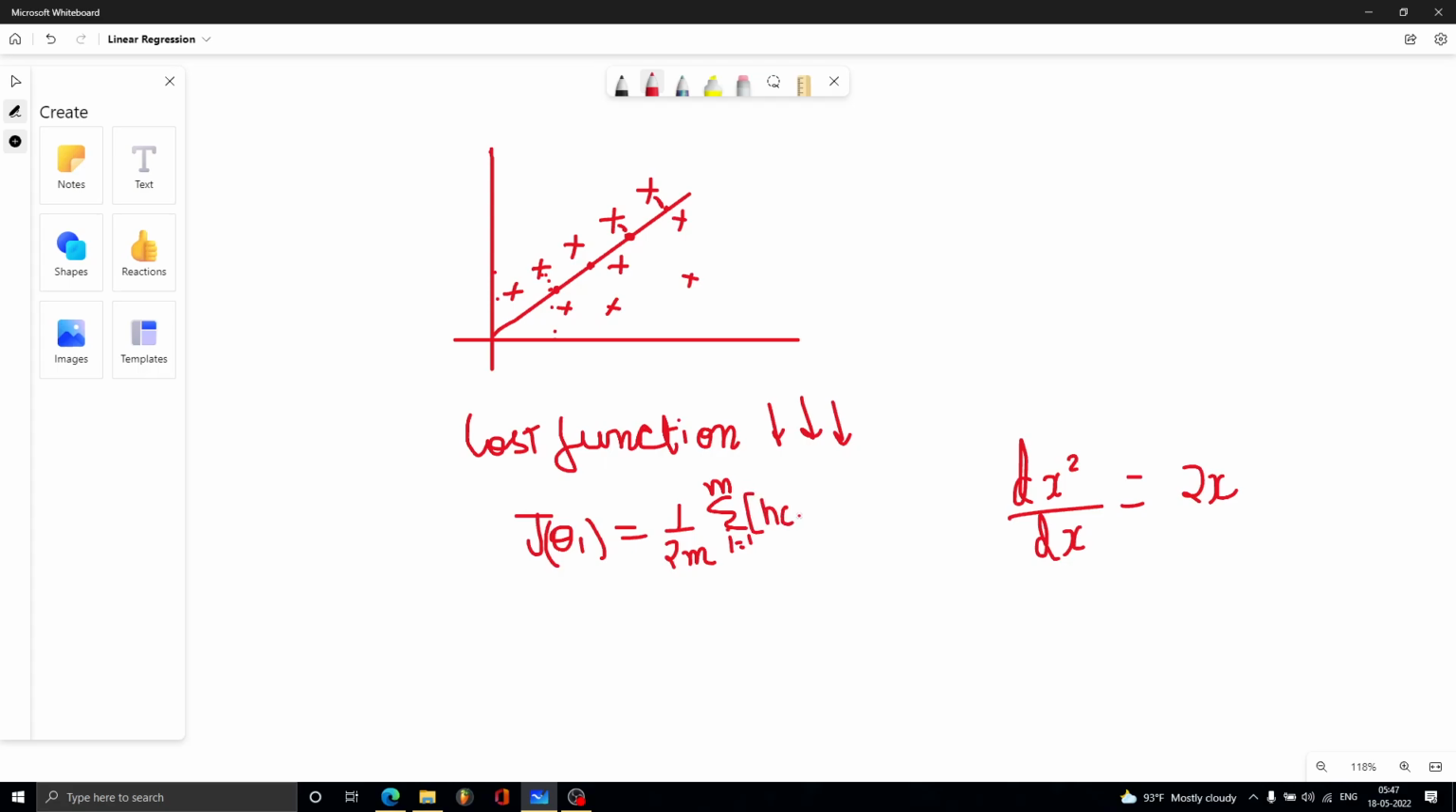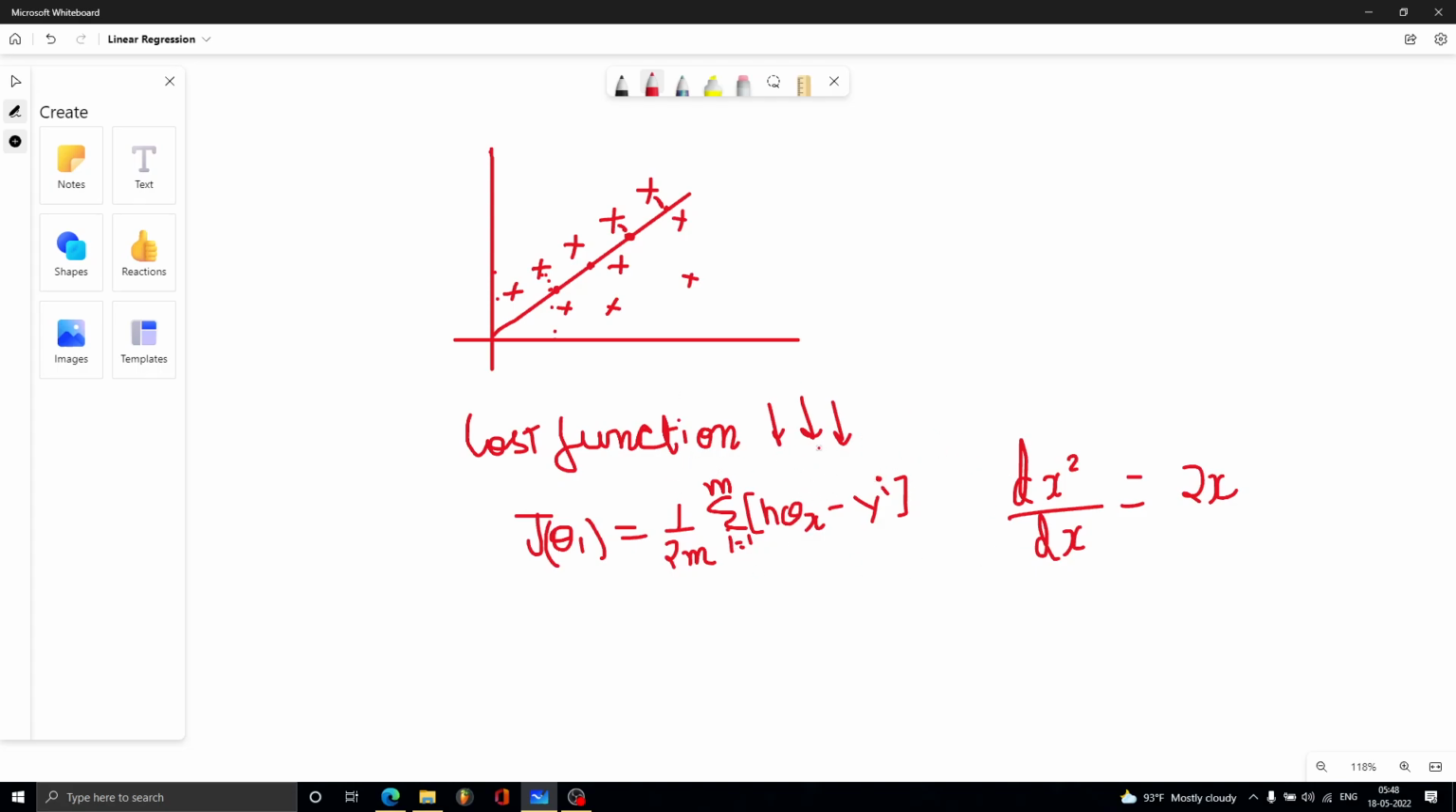h theta x minus y. I'm trying hard to write properly in this notebook, but it is difficult to write with a mouse. What is this y? These are our actual points, yi. Now consider if our h theta x value is small, let's say minus 1, and our actual y value is minus 2. Then our value here will become negative, right? We don't want this negative value.